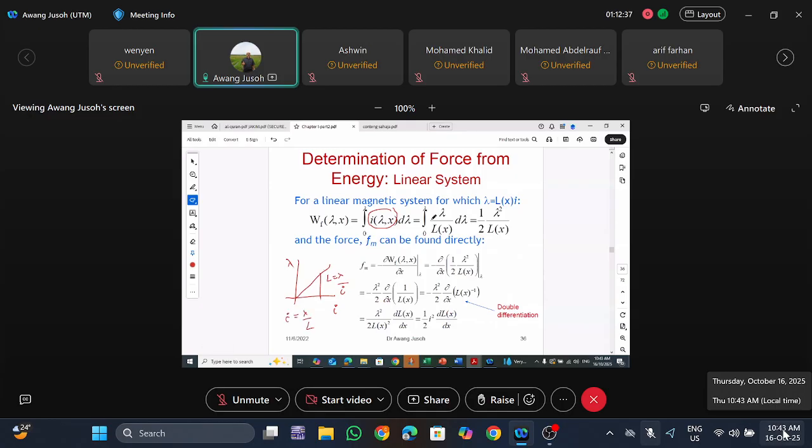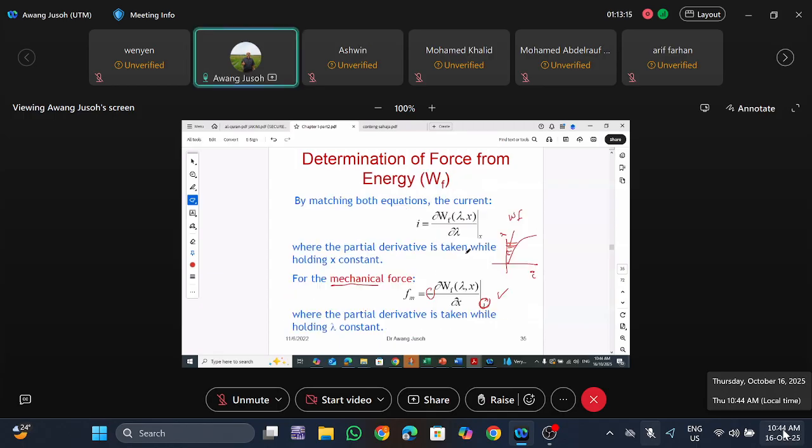Then substitute here. You get lambda over L(x) d lambda, because L is a function of x. The inductance depends on x. And when x changes, because this is an electromechanical system, it is time varying. When x changes, L also changes. Then change I to lambda divided by L(x), and then integrate with respect to lambda. So integrating lambda, we get lambda squared over 2L(x). And this is the energy.